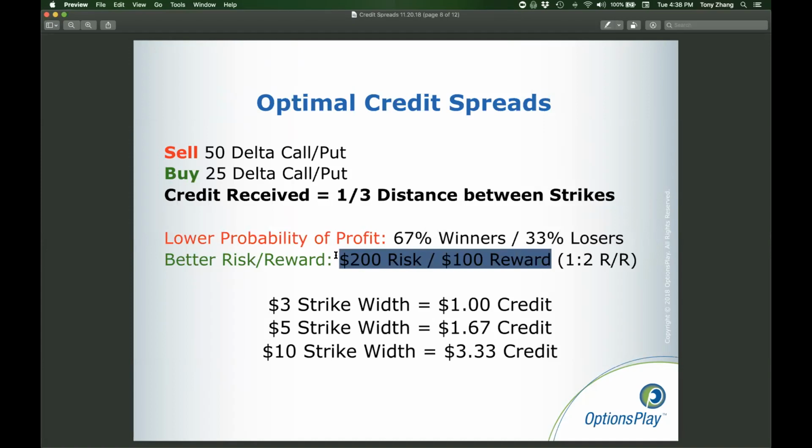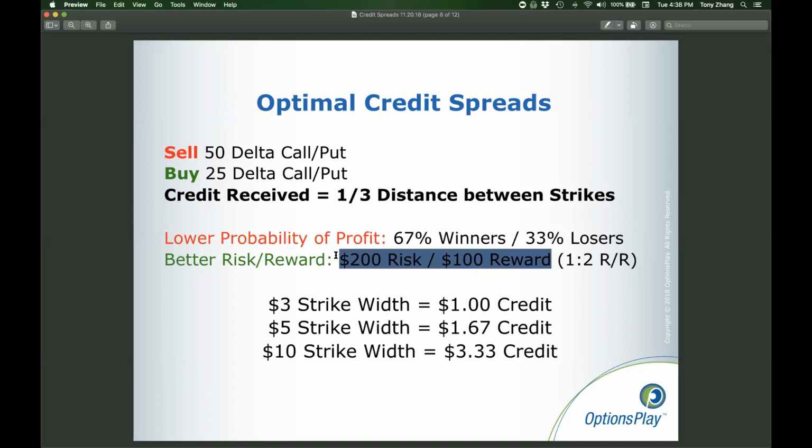Based on statistics, we should only have 2 to 3 standard deviation days a year, but we've seen 8 this year already. So these types of statistics are not working from this perspective, and that's why it's really important to limit your risk and make sure that your risk is really no more than 2 to 3 times what you're collecting on a credit spread.